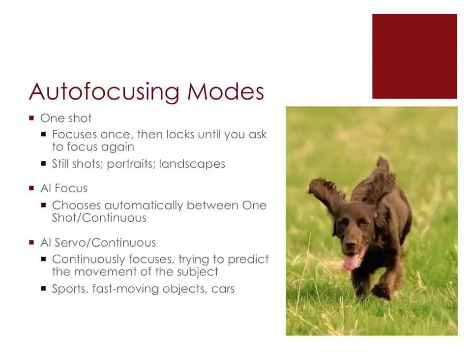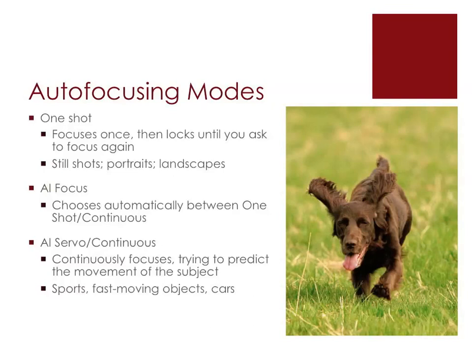Now, different autofocus modes. On your camera, you should have a button that says AF, or something along those lines, or a setting that lets you choose an autofocus mode. You should have something like one shot, something like servo or continuous, and then you might have something called AI focus, or artificial intelligence focus, in the middle. And it's really straightforward.